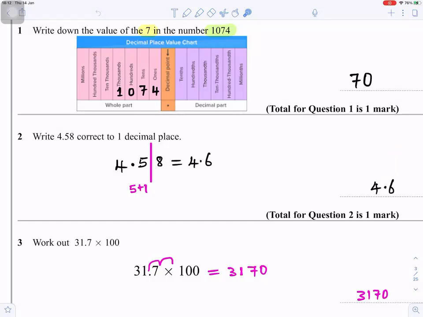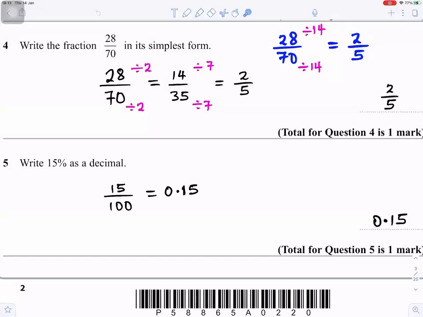Question 3. Work out 31.7 times 100. When you multiply by 100, you move the decimal place 2 places to the right. So you start 1, 2, and you put a 0 under the arch. So it becomes 3,170.